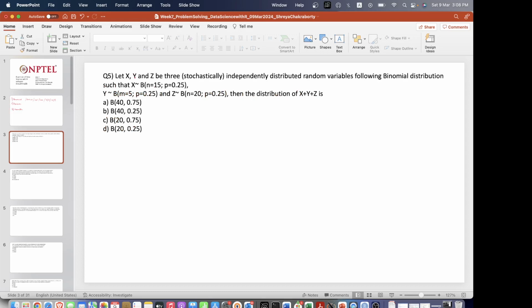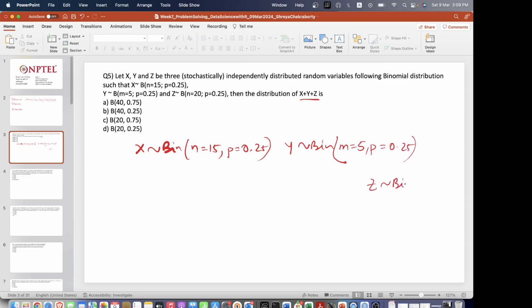Let's say X, Y, and Z are three stochastically independent random variables with binomial distribution, then what will be the distribution of X plus Y plus Z? Now, note that X follows binomial n equal to 15, p equal to 0.25. Y also follows binomial n equal to 5, p equal to 0.25, and Z also follows a binomial where n is 20 and p is 0.25.